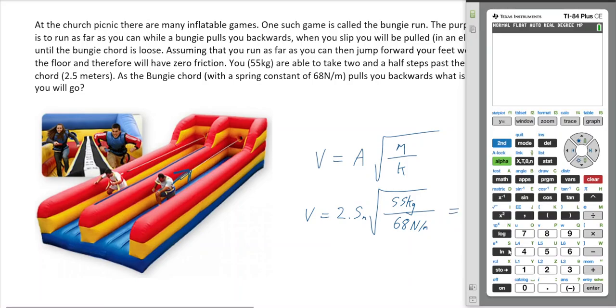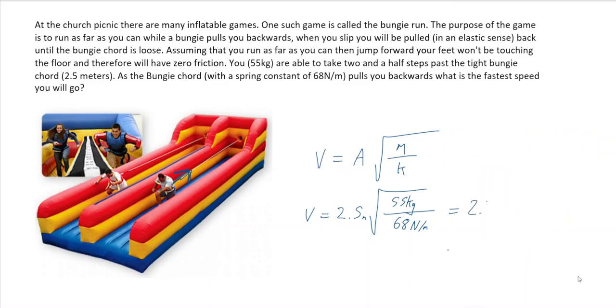So we're going to plug this directly into our calculator. We get 2.5 times the square root of a fraction with 55 on top and 68 underneath. So we get the answer of 2.248. Now, we have 2 sig digs, so it's just 2.2 meters per second.